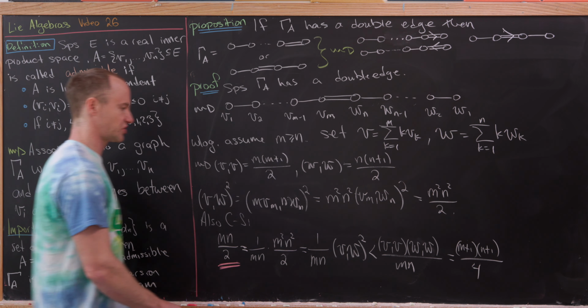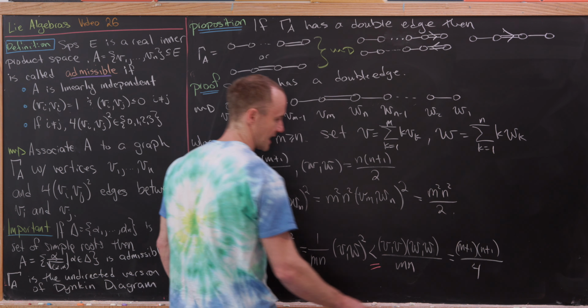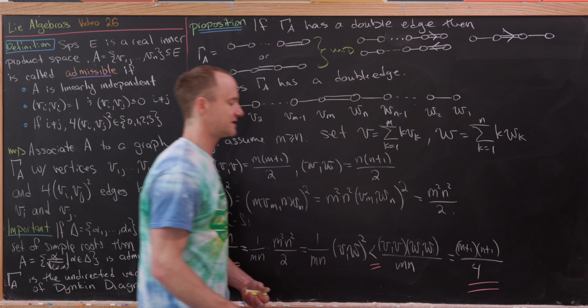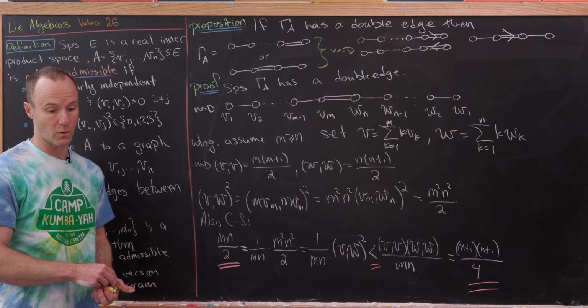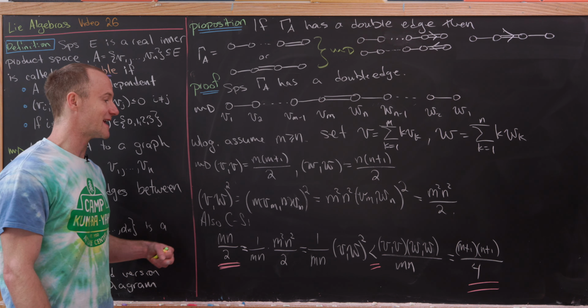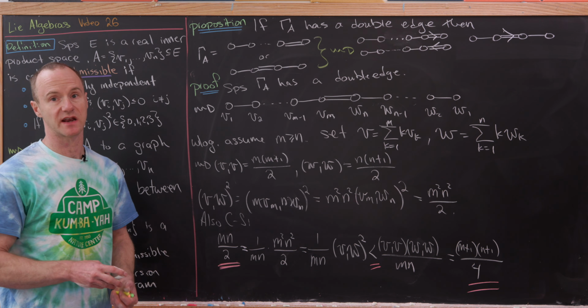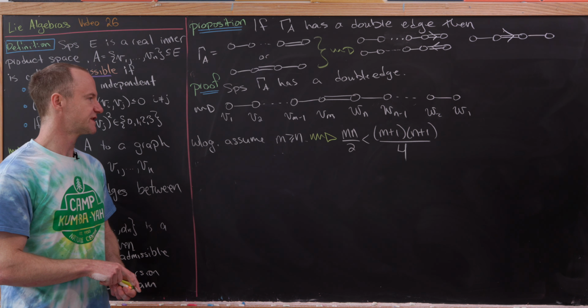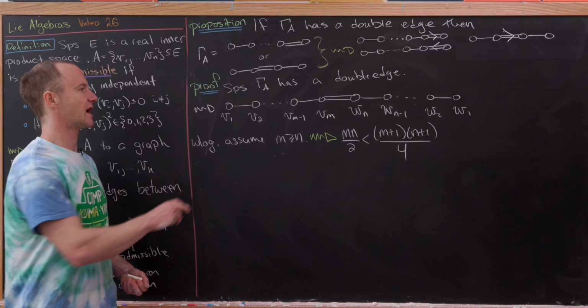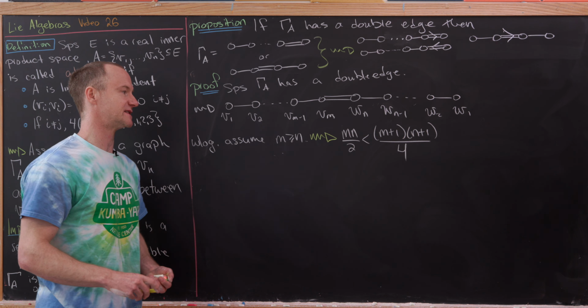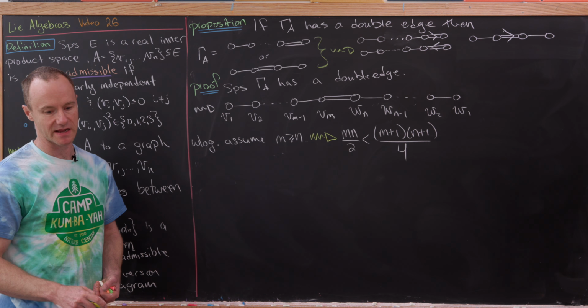M times n over 2 is less than m plus 1 times n plus 1 over 4. So now what we have to do is take this inequality and prove that it makes some restrictions on m and n. So let's do that. All right, so this is where we ended off. If we've got a graph of this form, then we've got this nice inequality involving m and n.